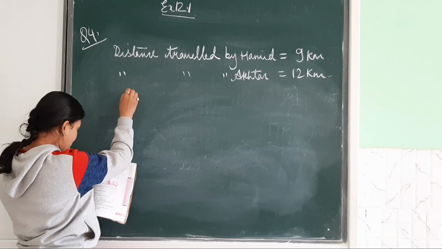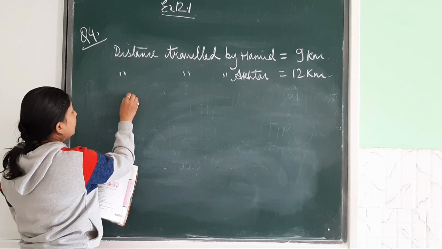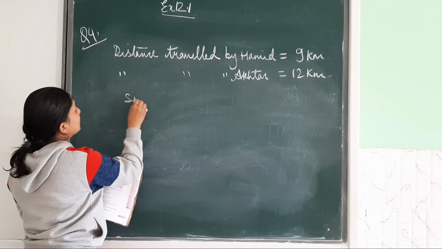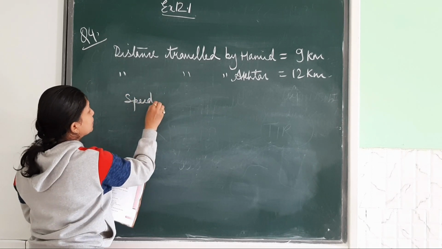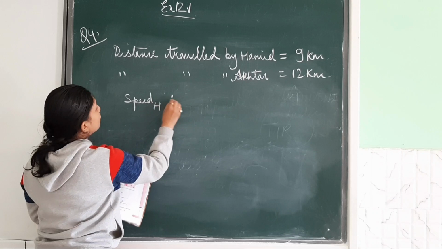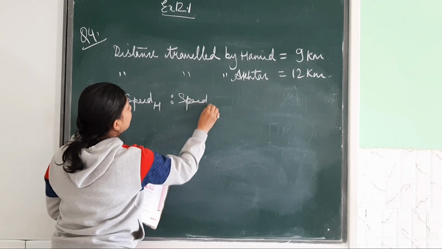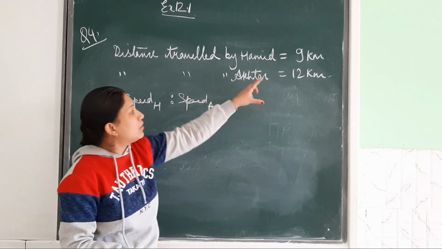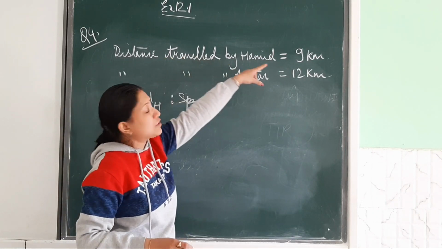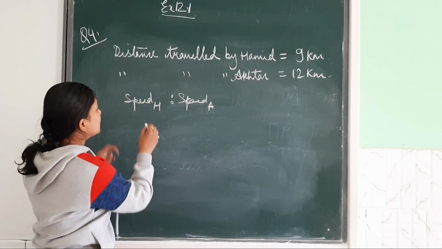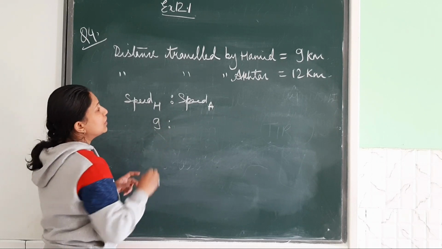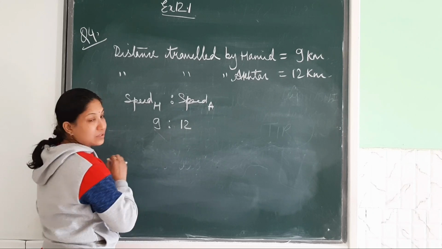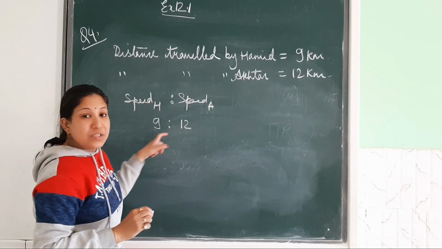They are asking to find out the ratio. Ratio of what? Ratio of speed of Hamid to the speed of Akhtar. Now, what will we do? We will simply write down the values. Speed or distance travelled by Hamid here is 9 kilometers, and for Akhtar it is given 12 kilometers. So see children, this is the ratio.